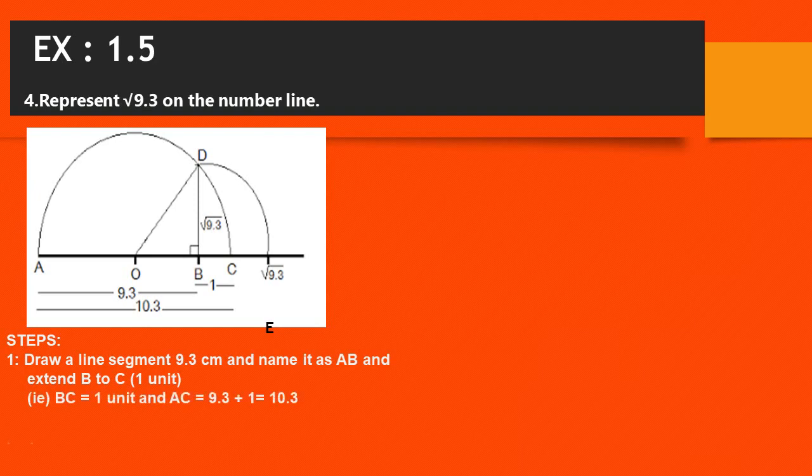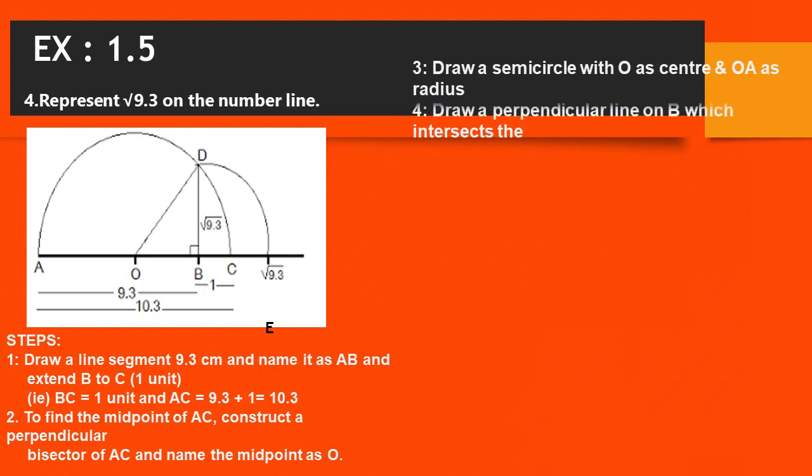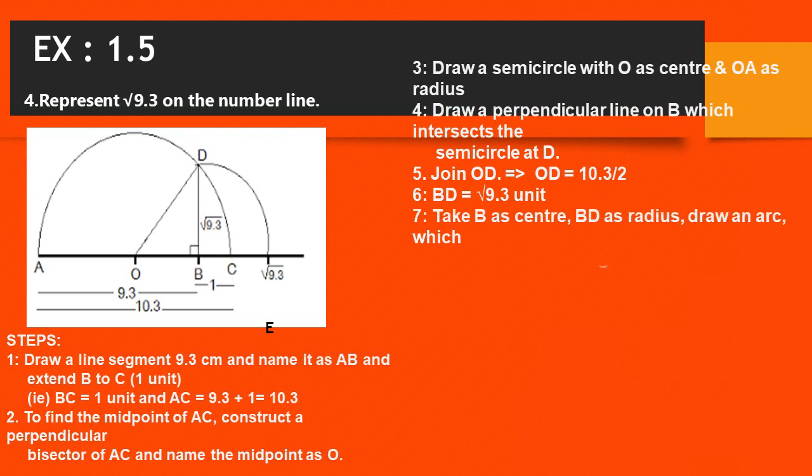To find the midpoint, construct a perpendicular bisector of AC and name the midpoint as O. With O as center and OA as radius, draw a semicircle. Draw a perpendicular line at B which intersects the semicircle at D, then join OD. The value of OD becomes 10.3 by 2, since OA is equal to OC, which is equal to OD. In the sixth step, we get the value of BD as square root of 9.3.